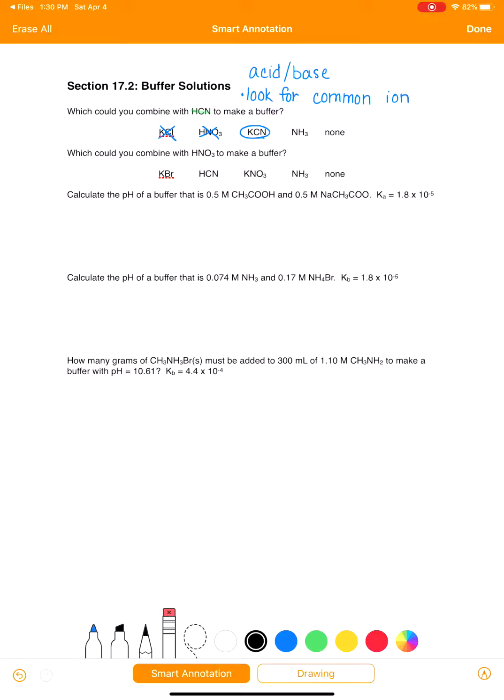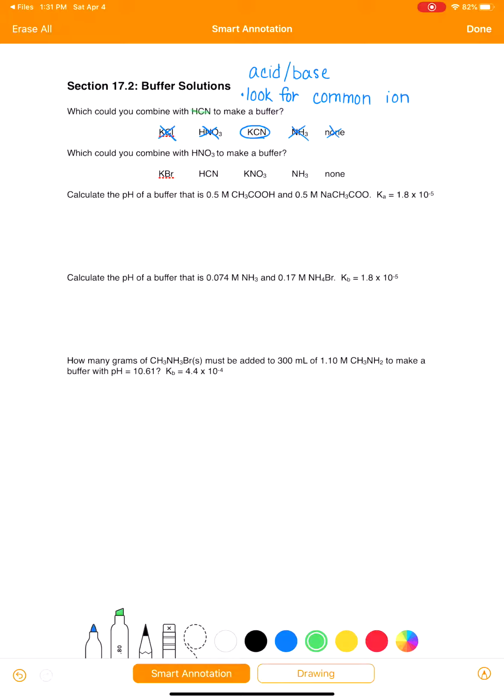NH3 has no common ions in it at all. So that is not an option. It is true that there are hydrogens there, but those are not H plus hydrogens. Those hydrogens are a part of the NH3 molecule. It does not dissociate any of those hydrogens off of it. So there's only one possible choice for this combination. Let's look at the next one.